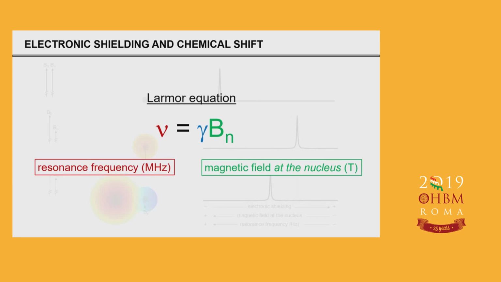Now, the original Larmor equation that I gave was frequency is proportional to B0. That is true, but to make it more general, the Larmor frequency is proportional to the magnetic field experienced by the nucleus, and that includes those chemical shift effects.